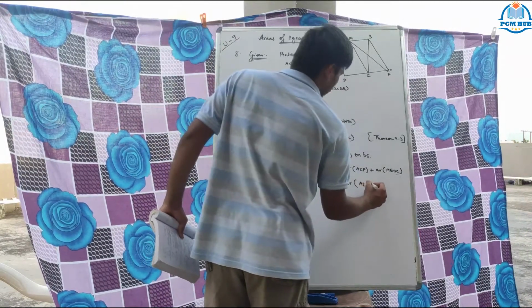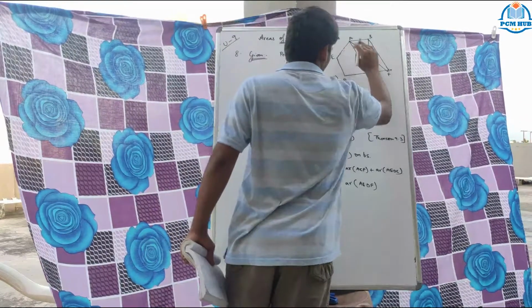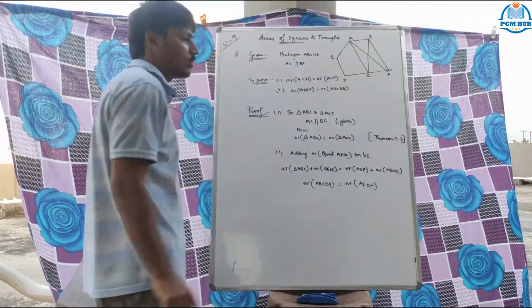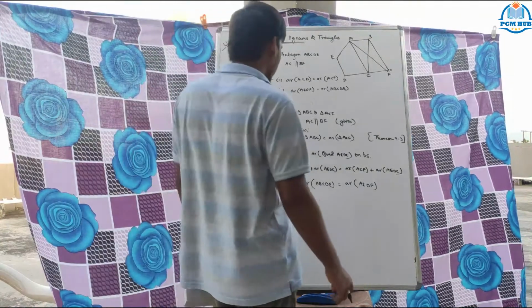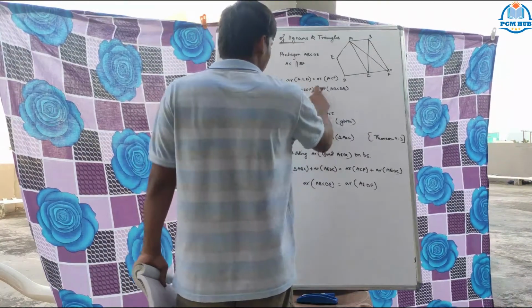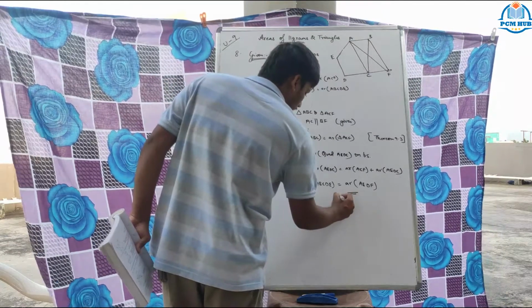AEDF. It is not a pentagon. It becomes a quadrilateral now. Why? Because it is a straight line produced. Due to that only it became a quadrilateral. Area of AEDF equal to area of ABCD. Hence proved.